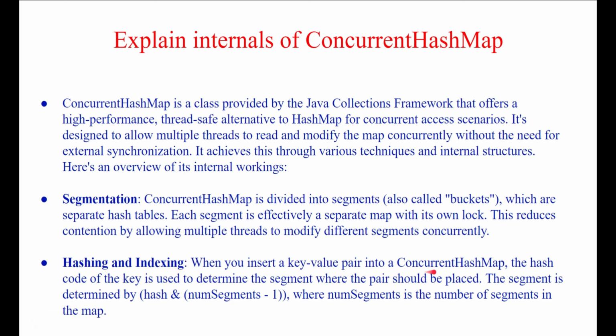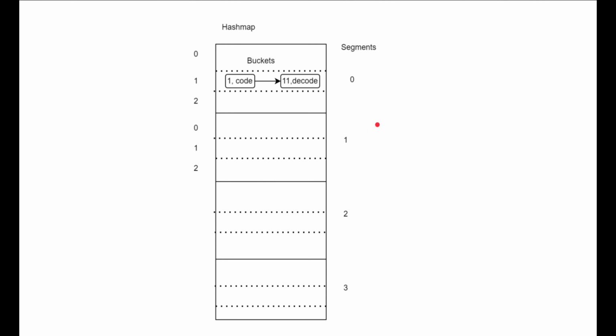When you insert a key value pair in a concurrent hash map, the hash code is used to determine the segment. Now as usual, similar to a map, concurrent hash map also has 2 things, get and put. Let's see the put operation first. Now suppose I have 1 comma code as my object to be put in the concurrent hash map. How would you do that? Okay, one thing to note, this is concurrent hash map, this is not hash map.